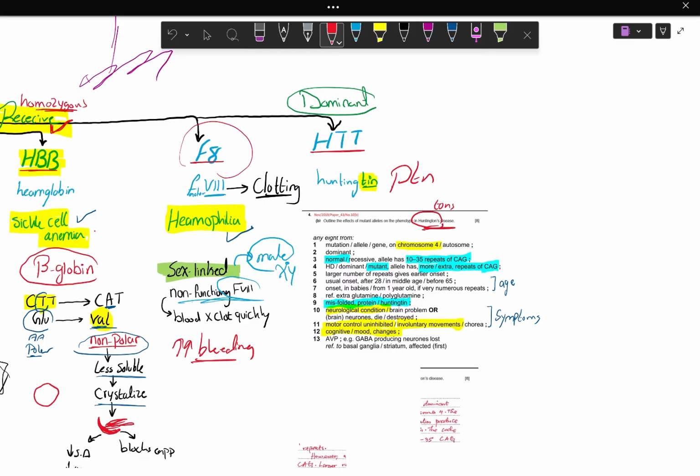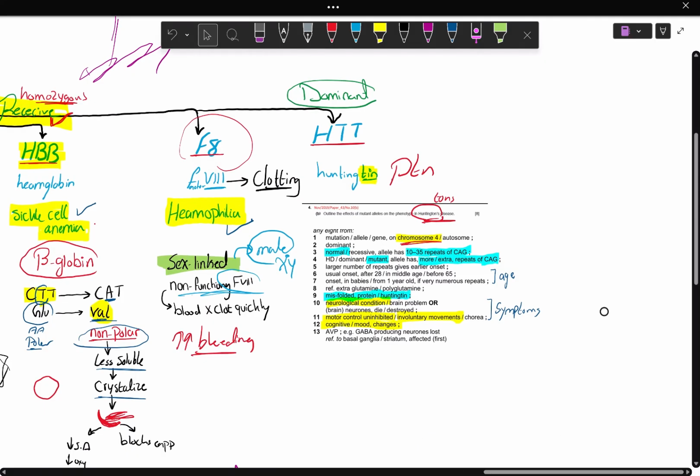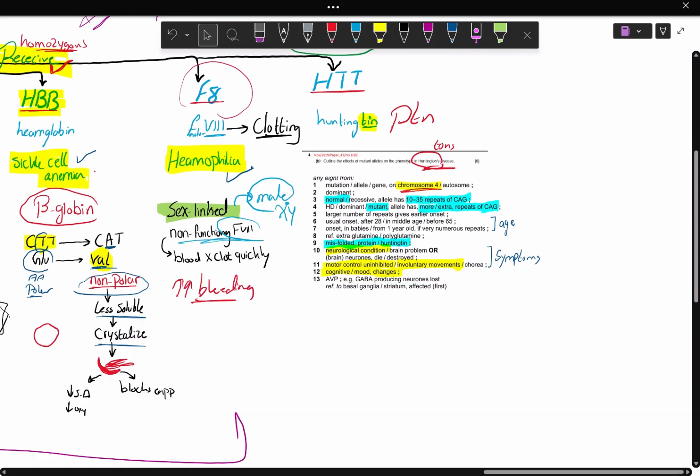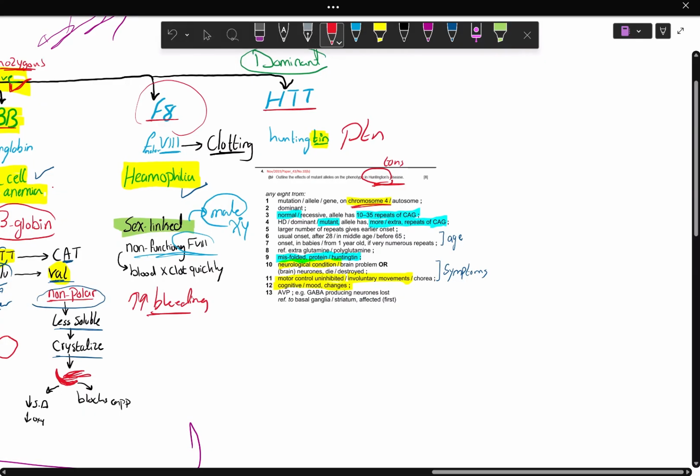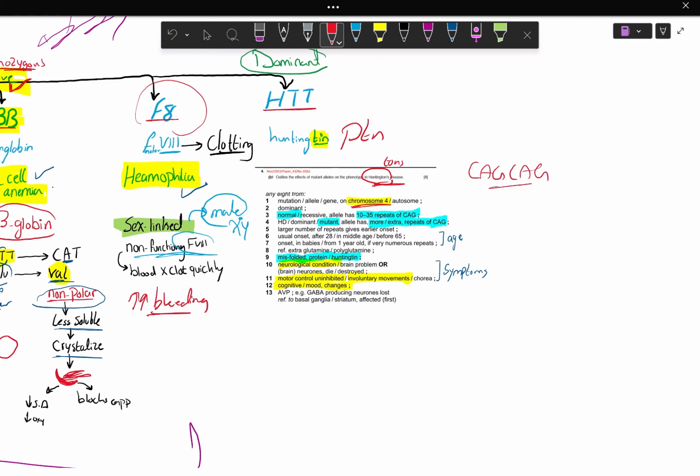Normally, the allele is on chromosome 4. I got you this from the mark scheme, so you can memorize it as it is. Normally, this allele has from 10 to 35 repeats of CAG. So on this allele, you have CAG, CAG, CAG repeated from 10 to 35 times. This is in a normal recessive allele. If you have the mutant dominant allele, it will have more than 35 repeats, so we'll have so many more CAGs, more than 35 times.